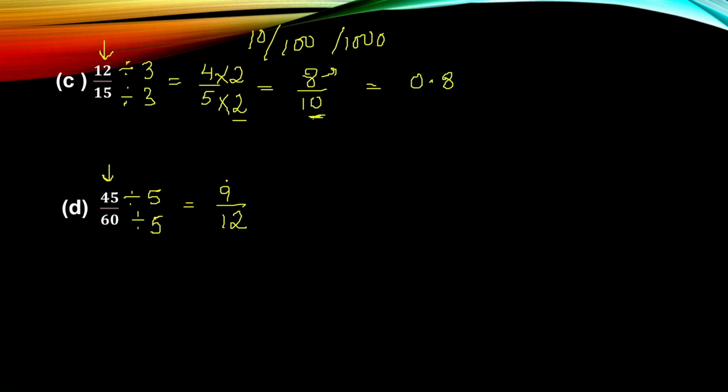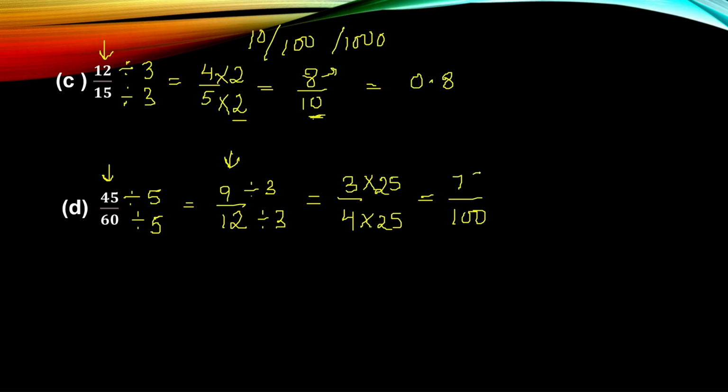Now 9 by 12 is also not in the lowest form and even 12 cannot be converted into 10, 100 and 1000. So we'll further reduce it and we will divide both the numerator and the denominator by 3, which is the common factor. So we'll get 3 by 4. 4 can be easily converted into 100. 4 times 25 makes it 100. So 3 will also be multiplied with 25. So our answer is going to be 75 by 100. Now 5 should be at the 100th place. So my answer is going to be 0.75.